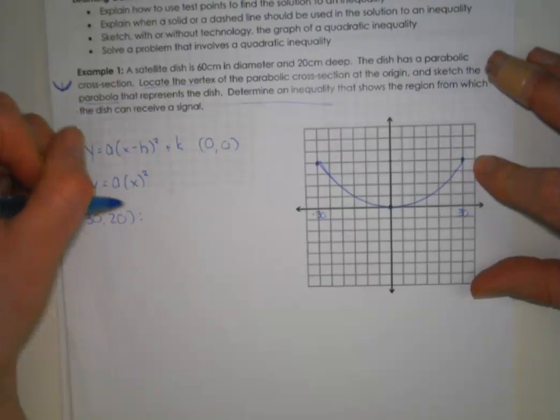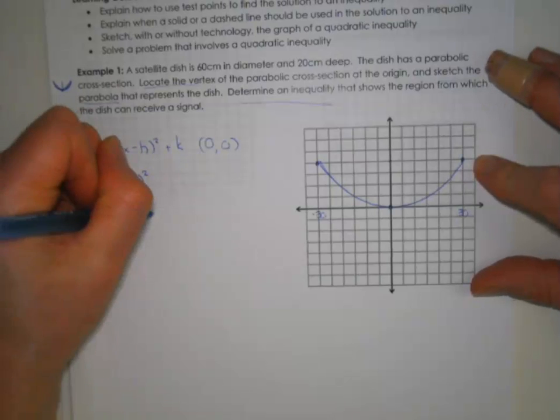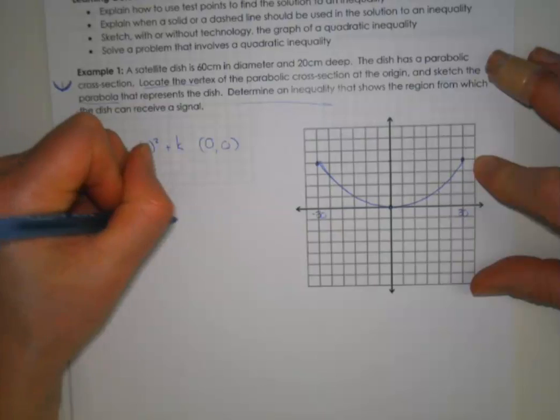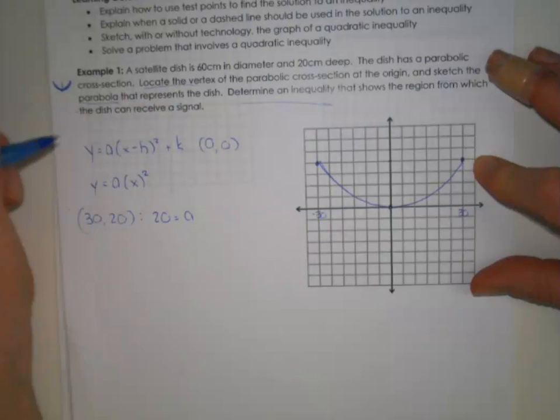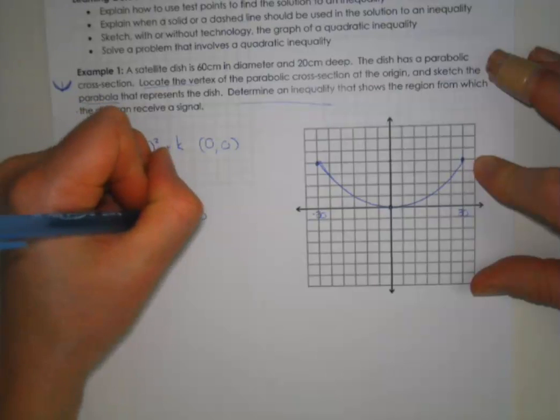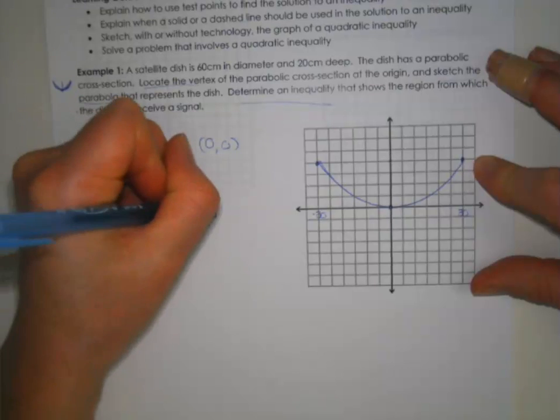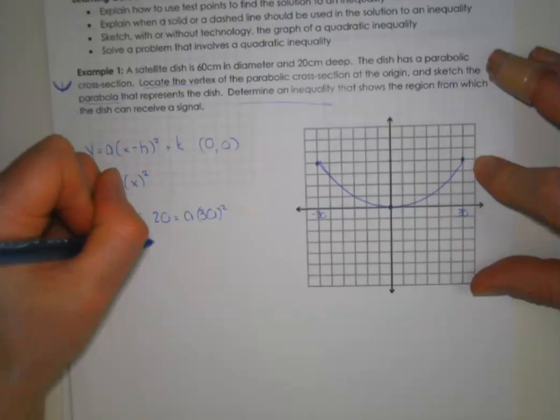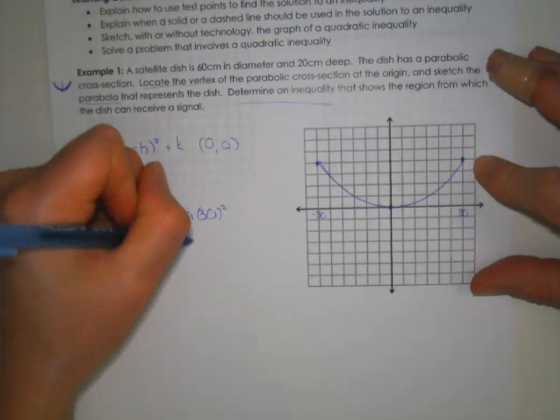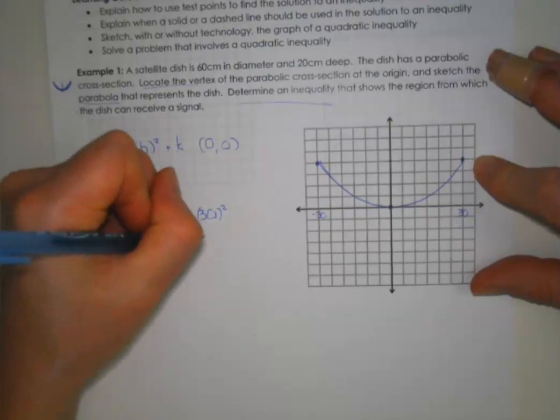So with (30, 20), our y value is 20, which is equal to a times x, which was 30, squared. So then we have 20 is equal to 30 squared, which is 900a.